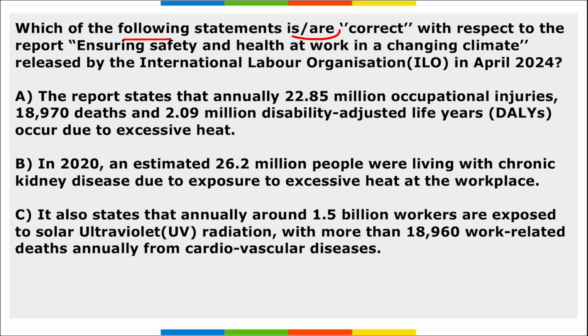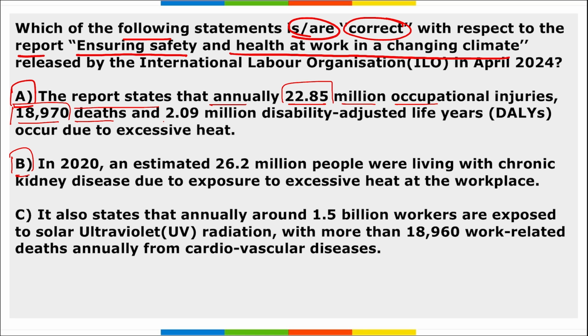Next, which of the following statements are correct with respect to the report Ensuring Safety and Health at Work in a Changing Climate? If we look at the options here, option A and option B are right. The report states that annually 22.85 million occupational injuries, around 18,970 deaths and 2.09 million disability-adjusted life years occur due to excessive heat. So absolutely right.